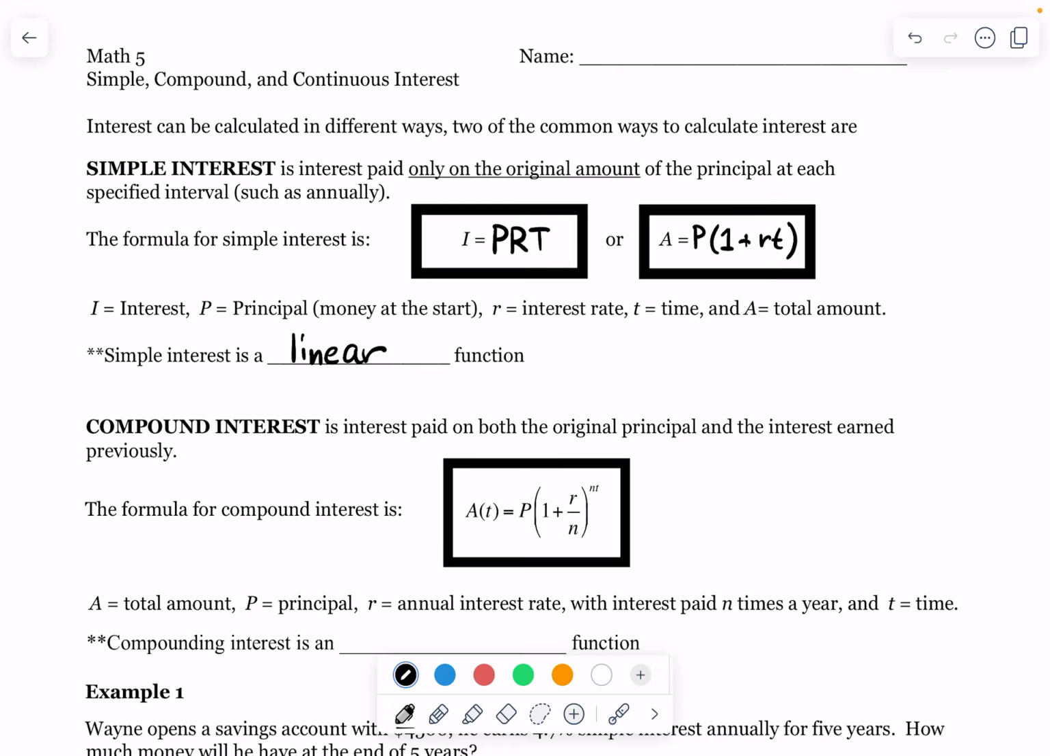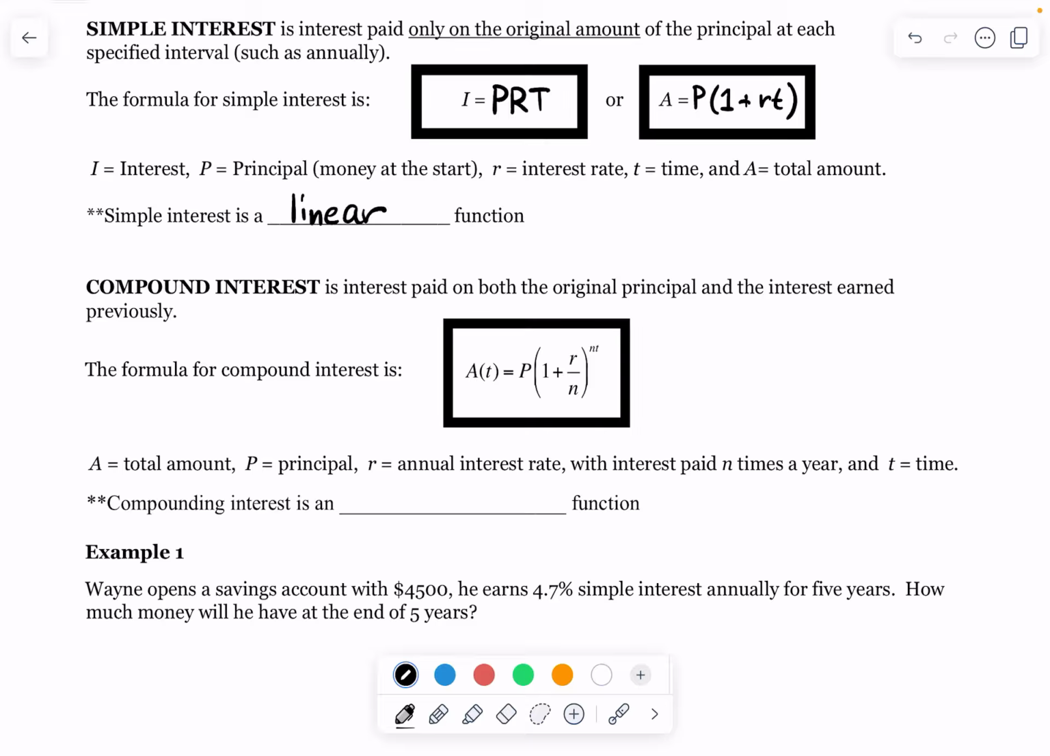Okay? On the other hand, compound interest, which is what we'll be spending most of our time with today, is where you make an investment and you earn interest on that investment, and then once you earn interest, you continue to earn interest on that new amount. So it grows at an increasing rate. Okay? Compounding interest is an exponential function instead, and we know that exponential functions will grow faster over time than linear functions. Okay? The formula for this looks pretty complicated, but you'll get pretty used to it as you just start to use it more and more often.